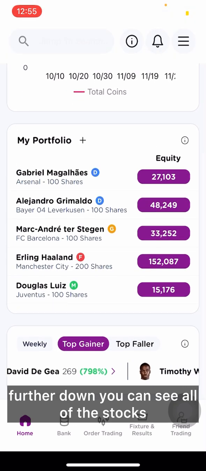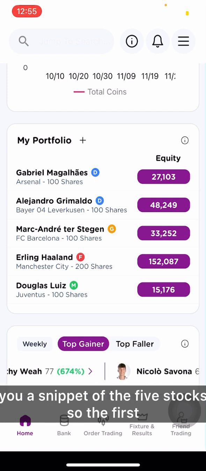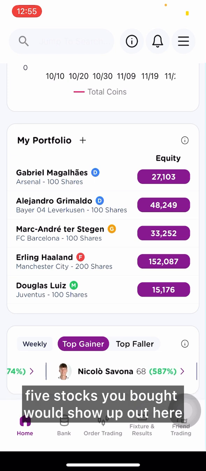Further down, you can see all of the stocks you own. This area on the home page just shows you a snippet of five stocks. So the first five stocks you bought would show up out here.